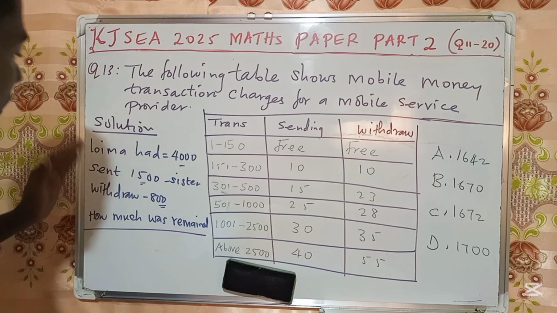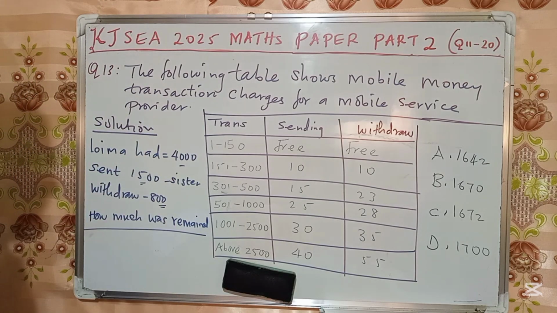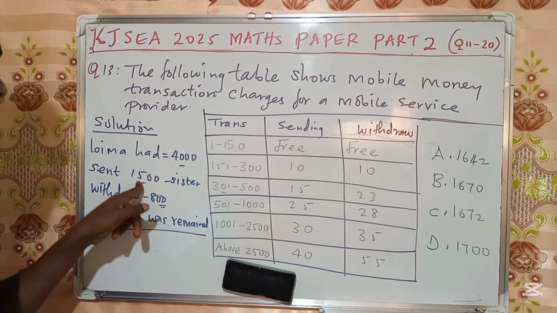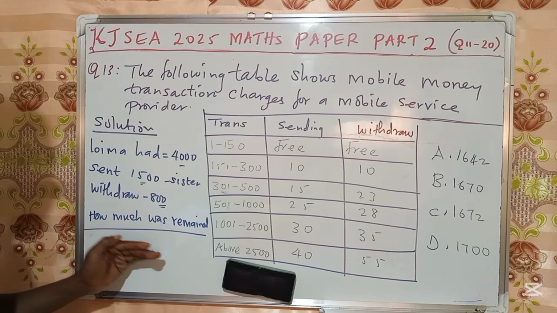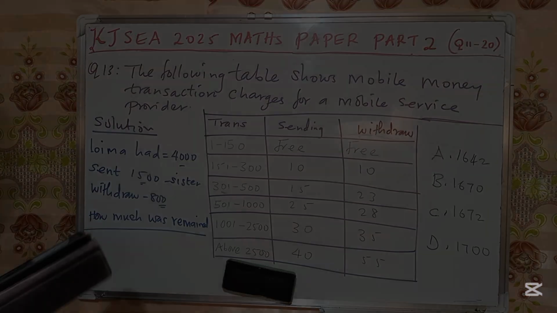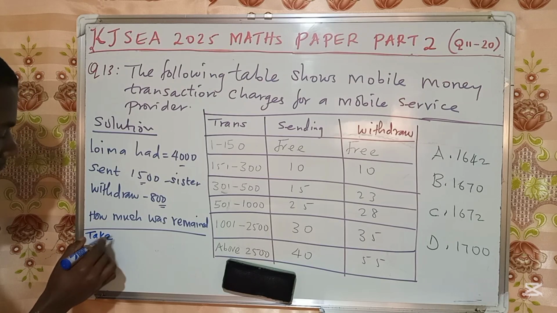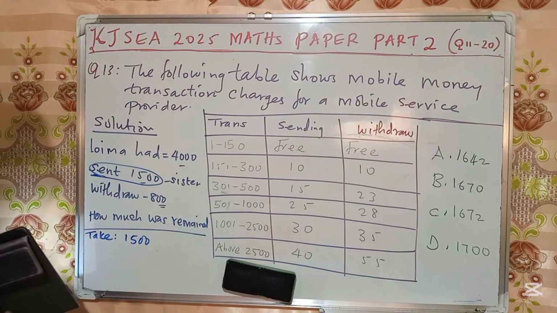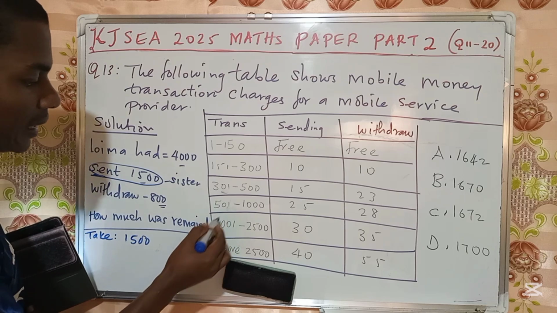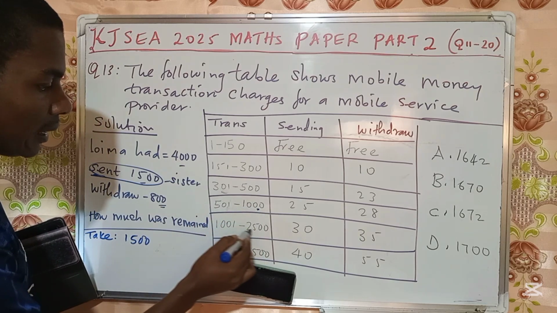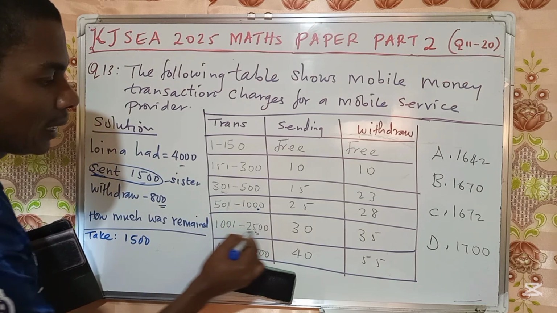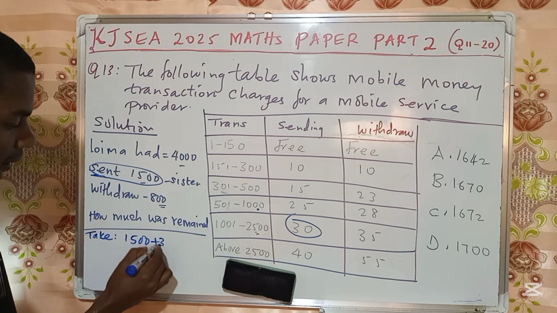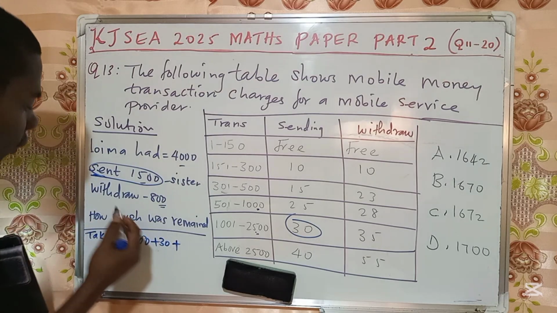Now Loima had this money in his account. He had 4,000, he sent his sister 1,500, withdrew 800, and we want to know how much money he remained with. First take sent 1,500, and when he sent 1,500 how much did he spend on transactions? Where is 1,500? This one is 1,000, this one is 2,500, so 1,500 is here. So he sent with that shillings. So I add 30 plus, you continue.